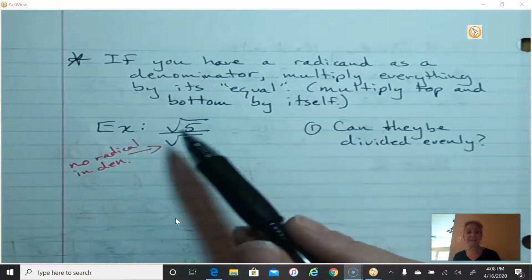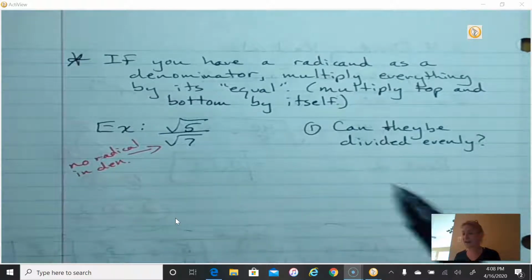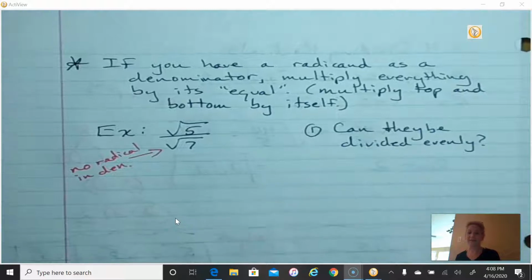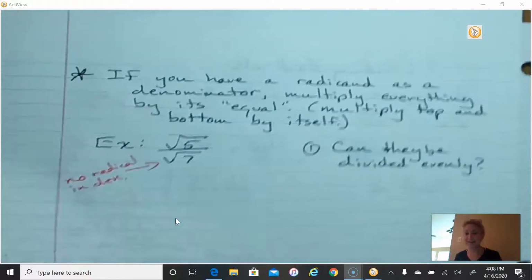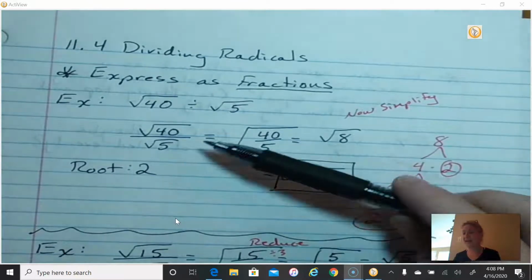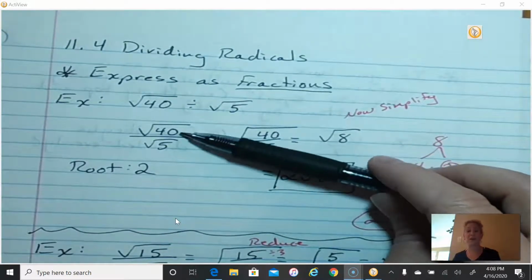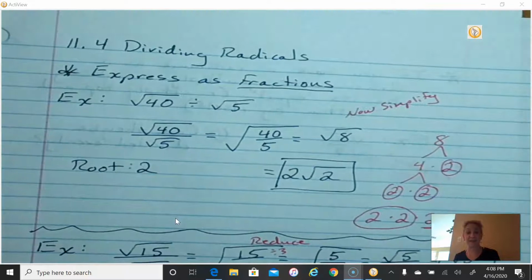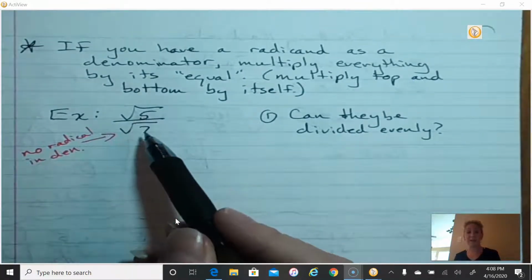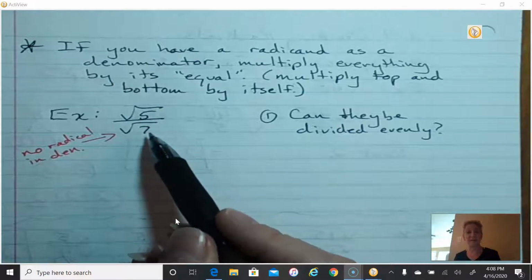All right, here's an example. The first question you ask is, can they be divided evenly? I don't remember what I was doing before I got interrupted and had to pause the video. But what that's asking is, can the two numbers be divided evenly like this? The answer is no. 5 cannot be divided evenly by 7.